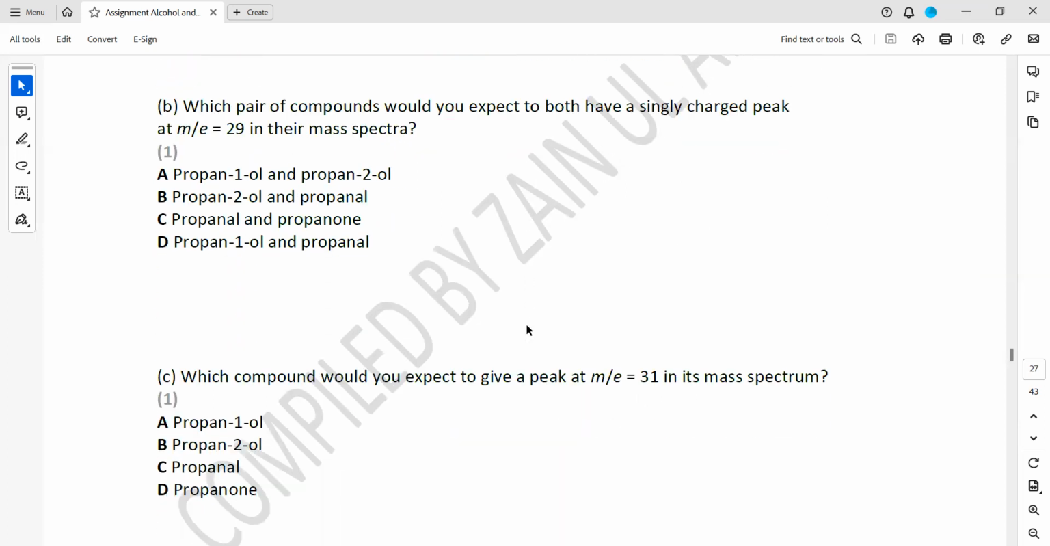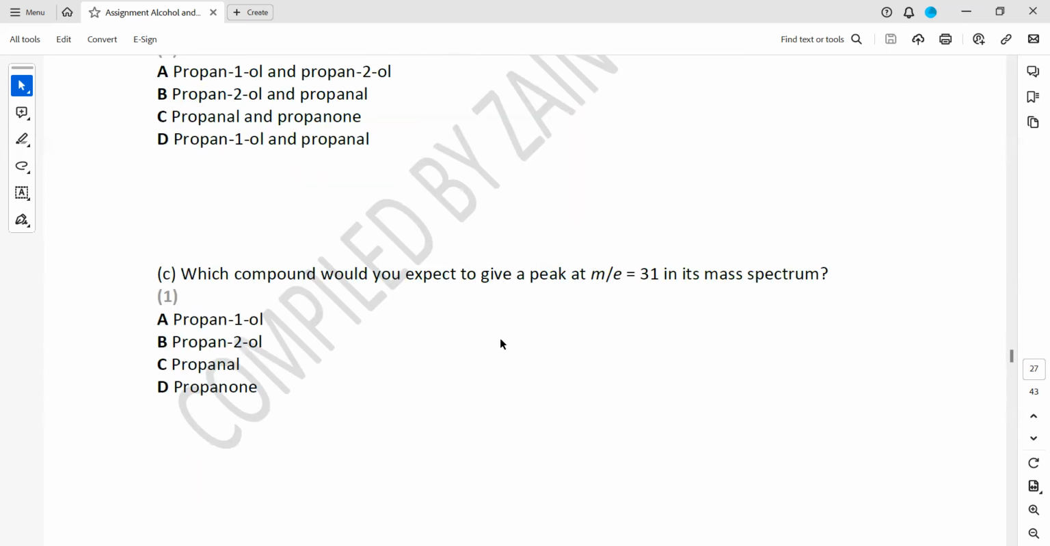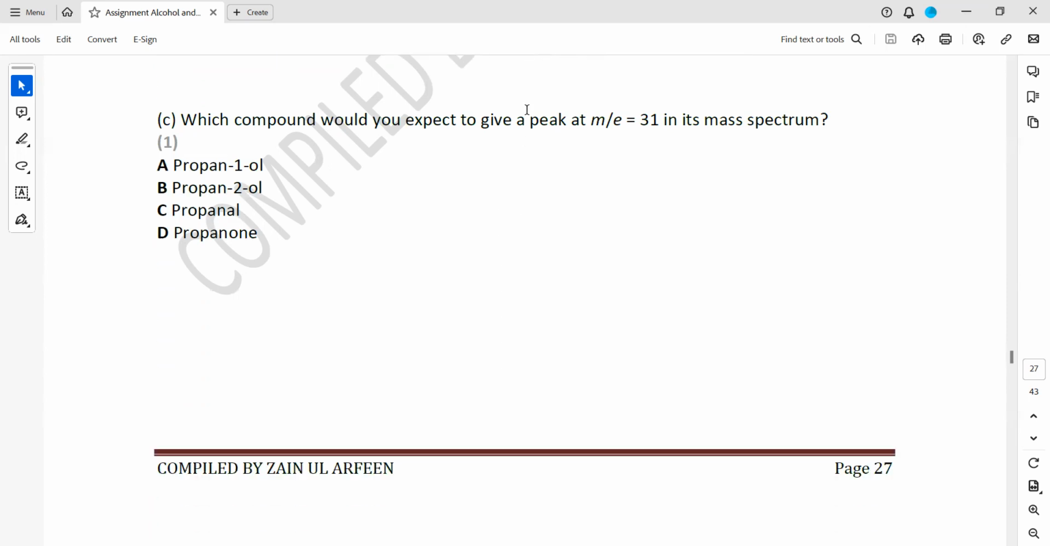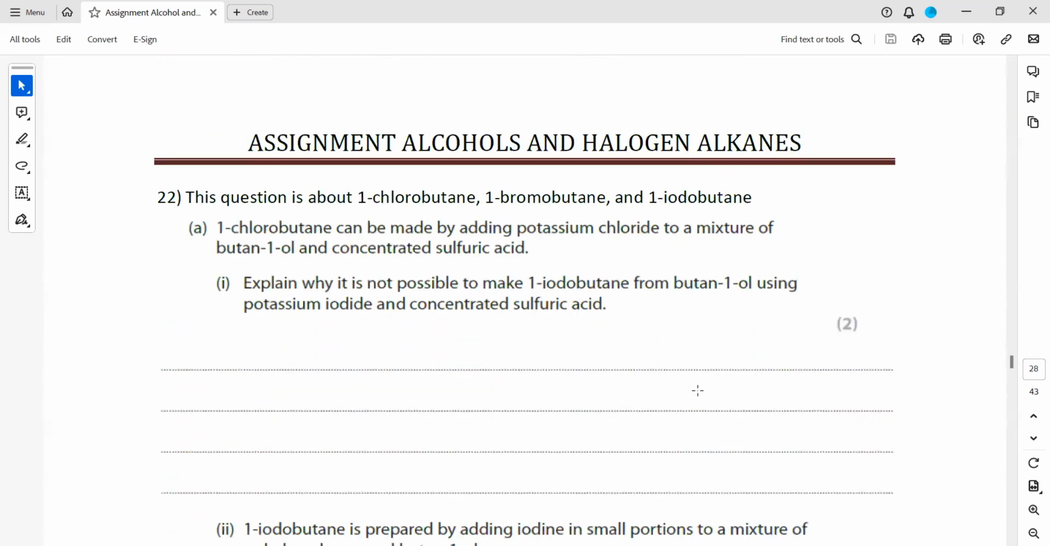Which pair of compounds do you expect to have a single charge peak, a mass to charge peak of 29, in their mass spectrum? This is related to the mass spectrometry mechanisms, which is our next topic. We will discuss it there. But the correct answer for this one is propanol and propanal. How it is done we'll discuss in the mechanism and analysis, the last topic of Unit 2. Which compound do you expect, the same reason? So we'll move on to the next question.